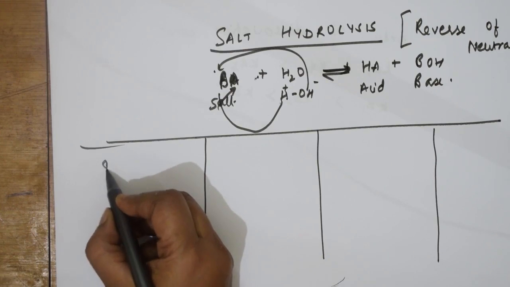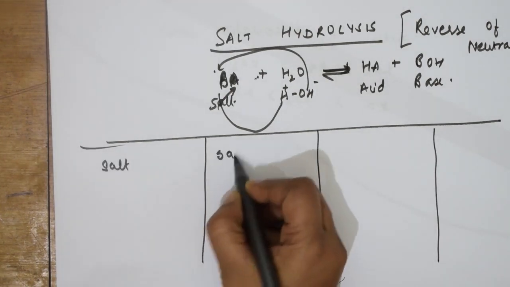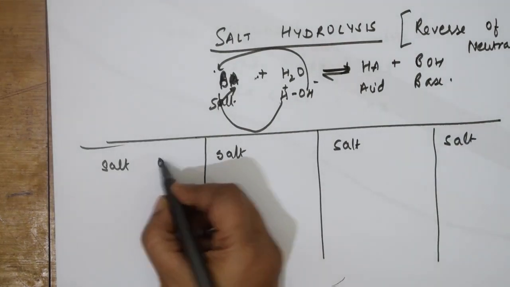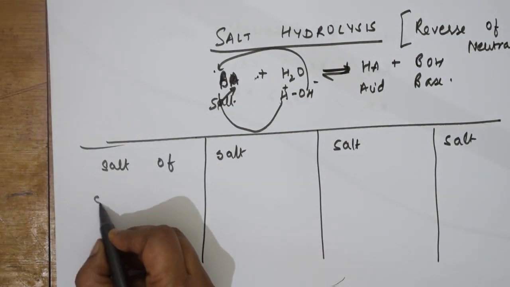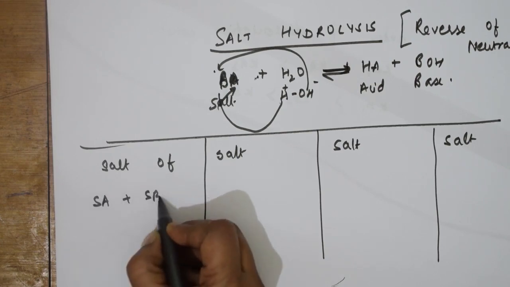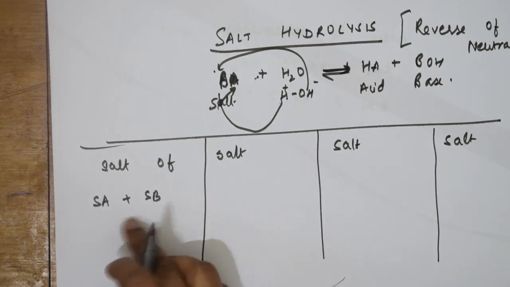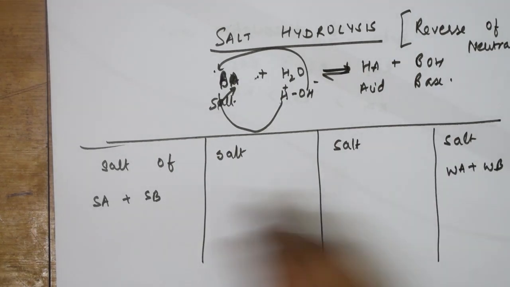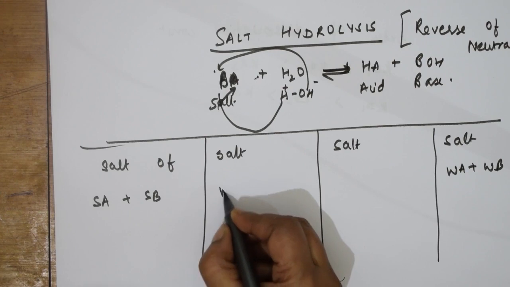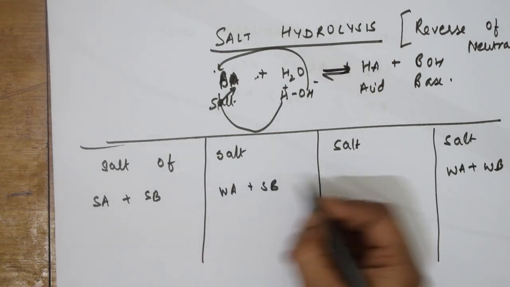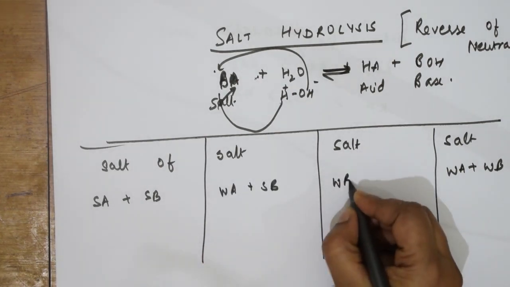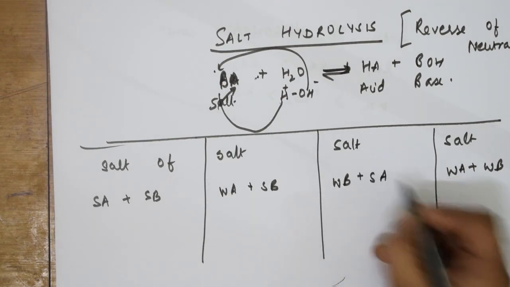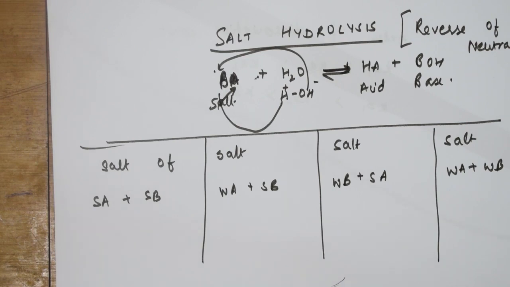You have salt of, again everywhere, salt of. What are they? Salt of strong acid plus strong base, one combination. If this is strong acid, strong base, the last one will be weak acid plus weak base. Now in between, this could be weak acid plus strong base. This will be weak base and strong acid. So either combination, you can take another way.